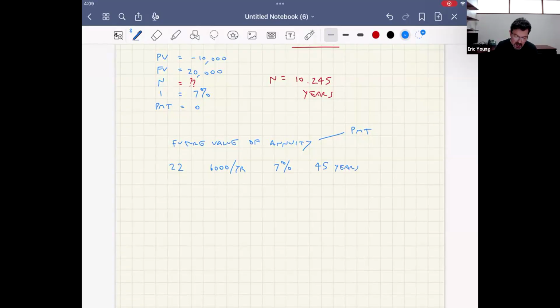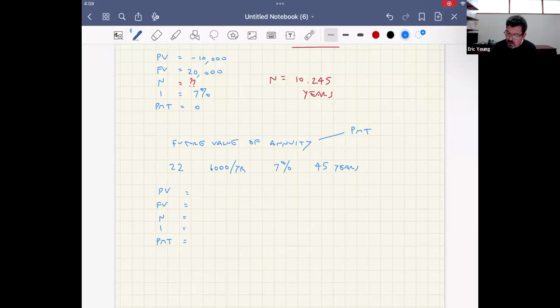Question is, how much money will you have? Well, a bit trickier, but let's get going here. Present value, future value, N, I, and PMT. It's a scavenger hunt. So let's figure out what we've been given.